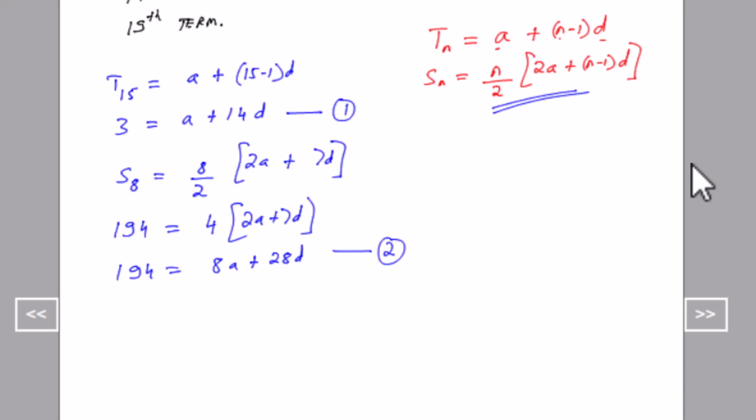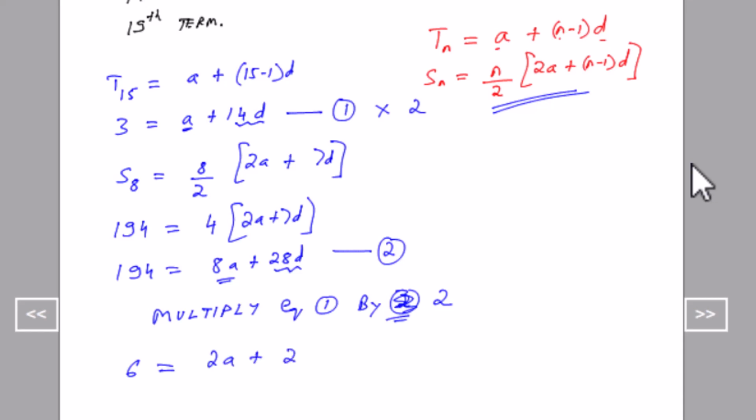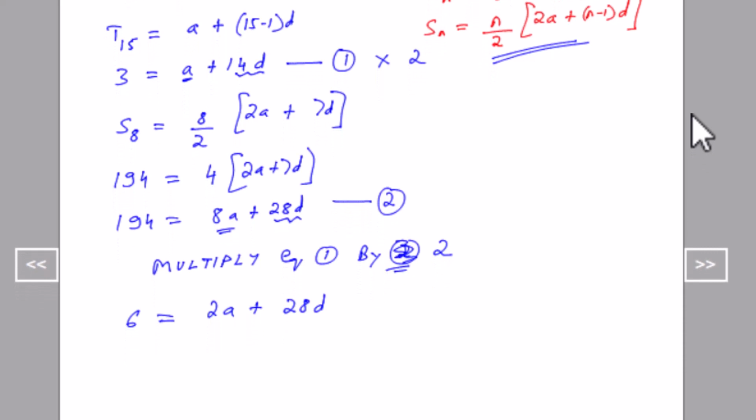If we see equation 1, we have a, and in equation 2, we have 8a. And here it's 14d and 28d. So if we multiply equation 1 by 2, not equation 2, by the number 2, what do we get? 3 into 2 is 6, equal to 2a plus 14 2s are 28, 28d. And then we have equation 2 as it is, 194 equal to 8a plus 28d.